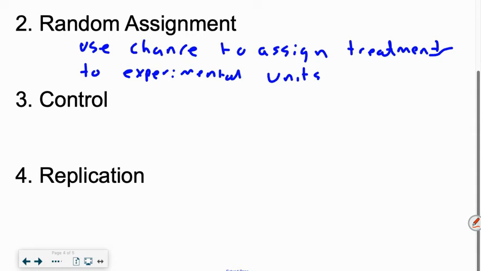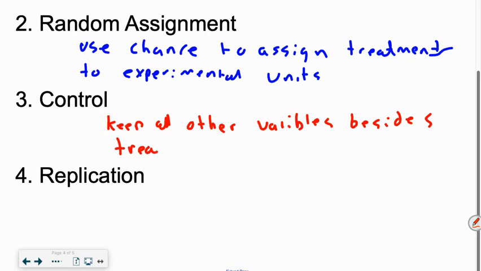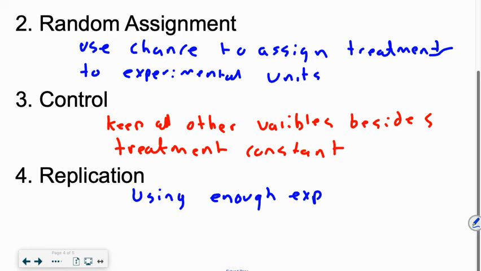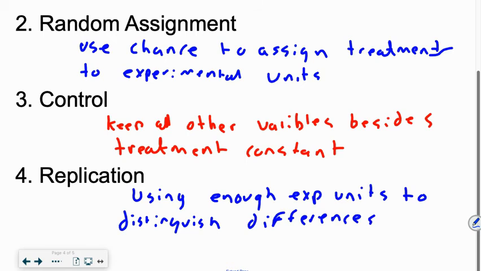Control. We try to keep all other variables besides treatment constant. And replication, using enough experimental units to distinguish differences. So we have enough people. We're not just doing the experiment to one person and saying that this thing causes the other. We're doing it to as many as possible, usually.